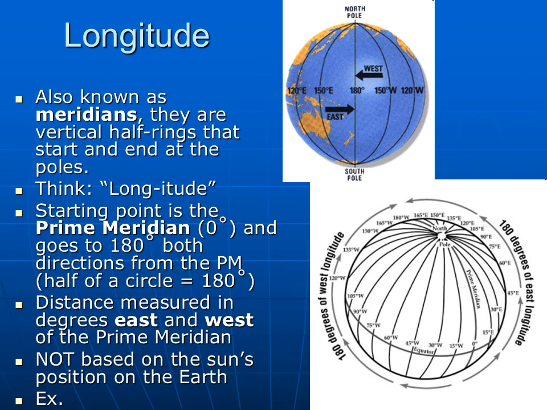Longitude lines are also known as meridians. They're vertical half rings that start and end at the north and south pole. The starting point of longitude is the prime meridian line, and that's 0 degrees. And it goes 180 degrees both directions from the prime meridian around the globe. The distance is measured in east and west because it's east and west of the prime meridian.